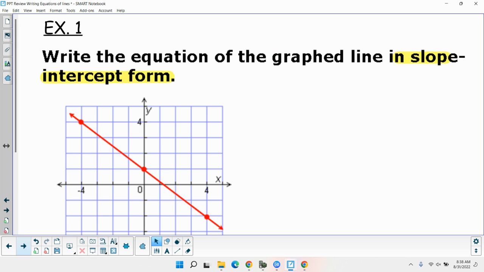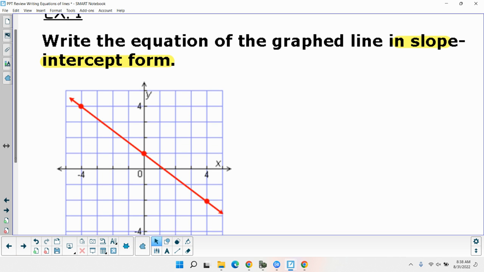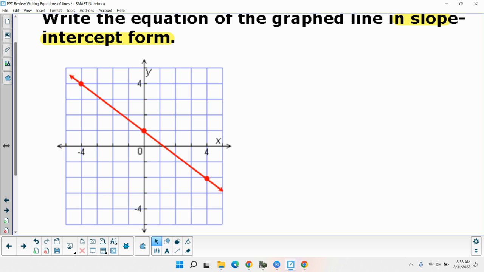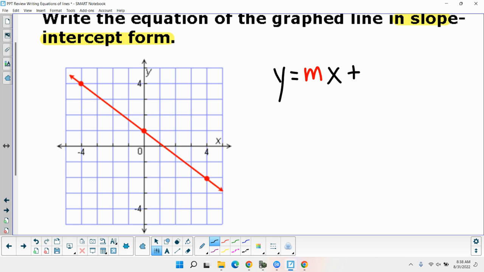So, write the equation of the graphed line in slope-intercept form. Okay? So, from this picture, I can write its equation. Okay, I'm going to put it in. Y equals m x plus b. Let's make that a different color. I'll show you in a sec here.